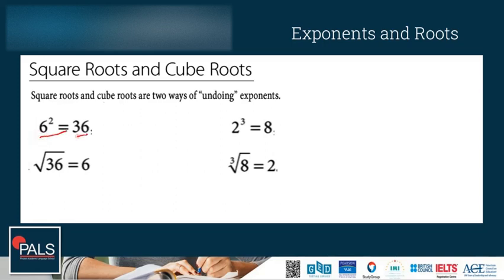6 squared is equal to 36, because 6 times 6 is 36. Now, the square root of 36 is equal to 6. You are looking for the root that, when squared, gives 36. Another example, 2 cubed is equal to 8: 2 times 2 is 4, times 2 is 8. And the cube root of 8 is equal to 2. So again, square roots and cube roots are two ways of undoing exponents.